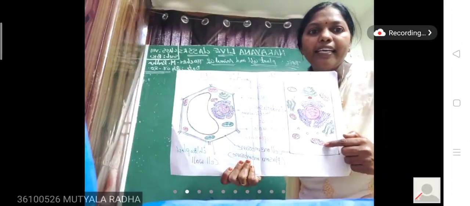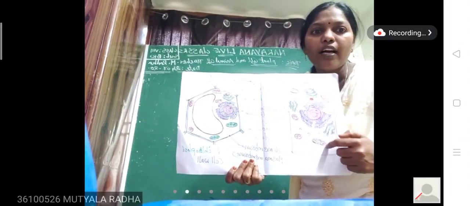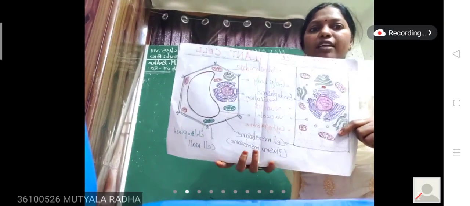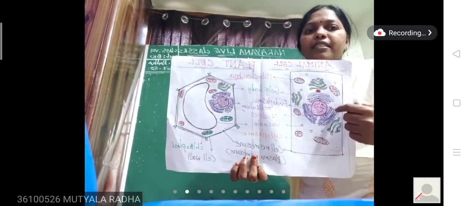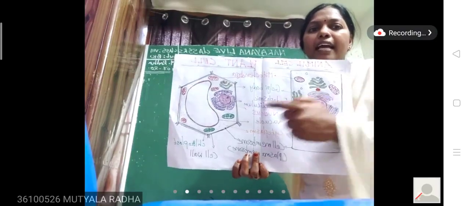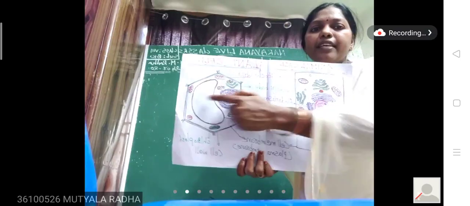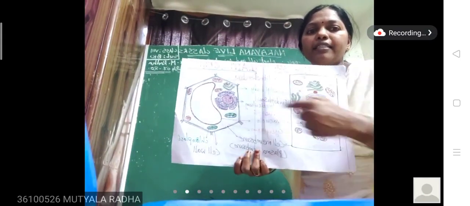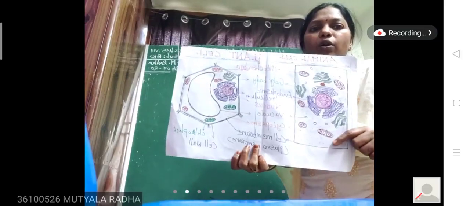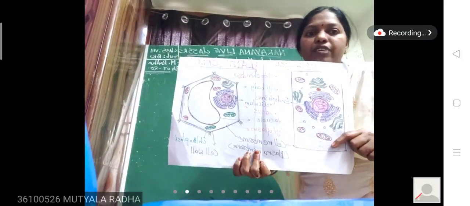Some similarities: mitochondria. These are the mitochondria. They are cylindrical or circular in shape. Mitochondria are present in both the animal cell and the plant cell. This is the similarity between them.